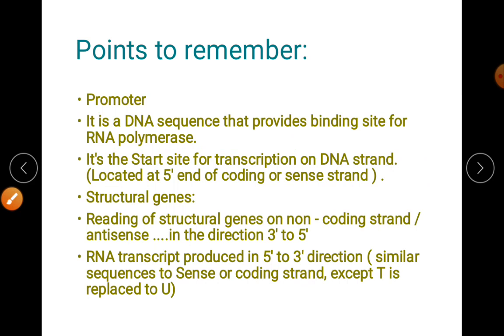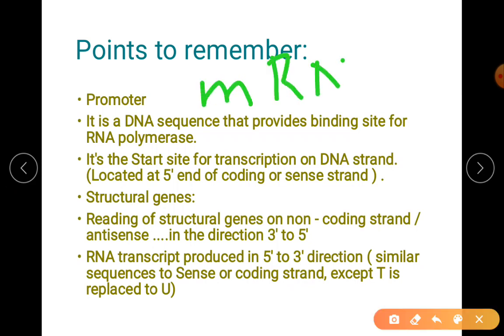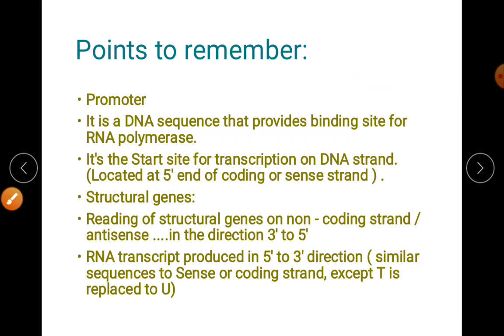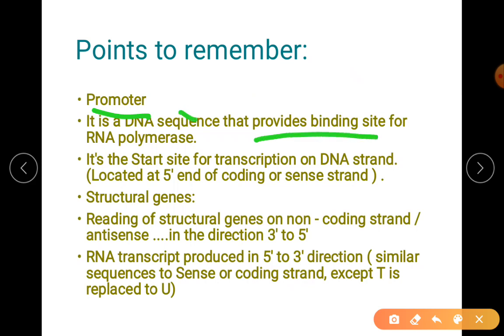So you recall back to DNA replication. There it was DNA polymerase. Here, since we are producing mRNA, now we are talking about RNA polymerase. So now you understood the promoter. It provides the binding site on DNA. Okay. Binding site for whom? It is for the RNA polymerase.